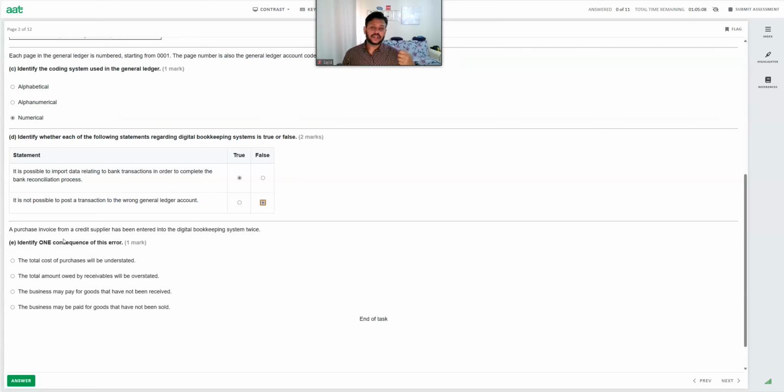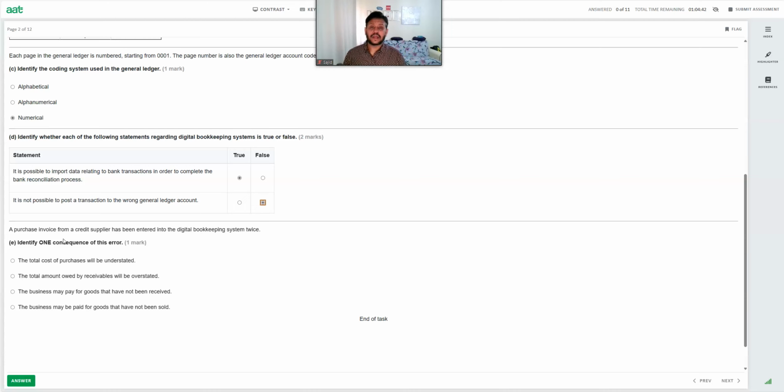For example, you receive an invoice for 500 and by mistake you enter the same invoice twice. And if someone pays this invoice twice because they think it is two invoices, then you may pay for an invoice for goods that you never received. For example, you receive once but you pay twice.